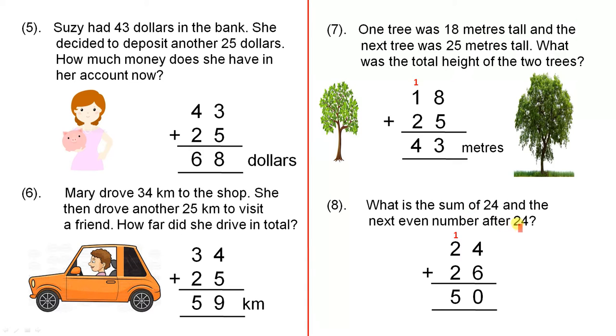What is the sum of 24 and the next even number after 24? We know that 24 is even because it ends in 4. So the next even number must be 26 because you just add 2 to 24. 4 plus 6 is 10. So there are 0 ones and 1 lot of 10. 2 plus 2 plus 1 is 5. So the answer is 50.